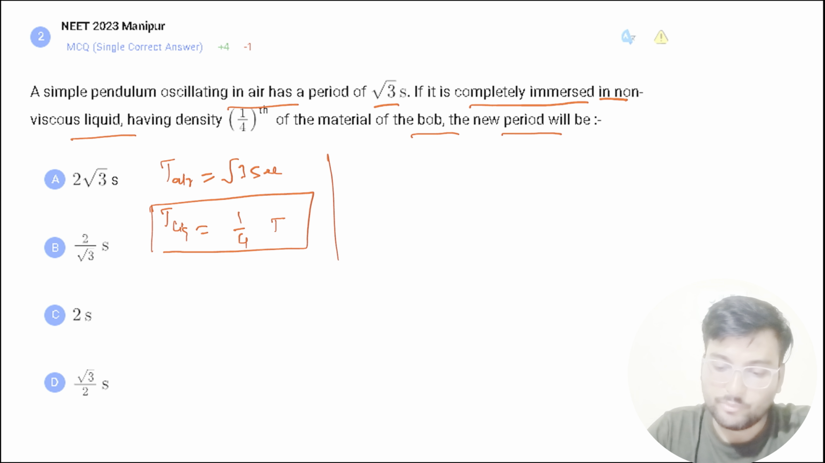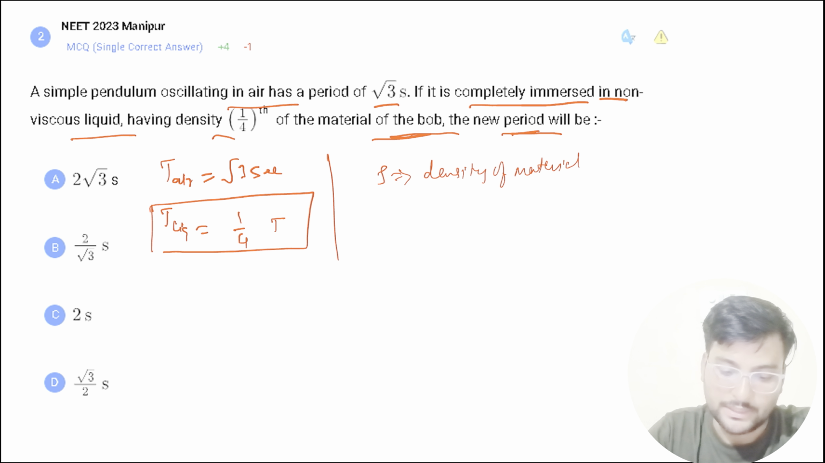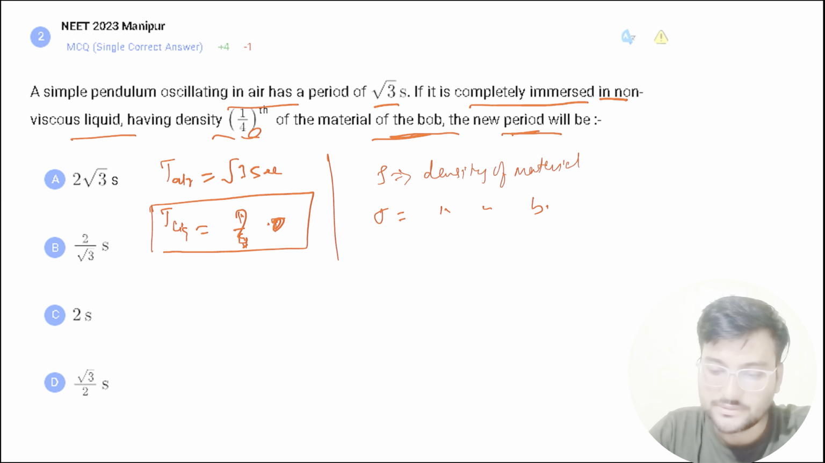And they ask about the material of the bob, and the liquid is given to you. So we suppose that rho is the density of the liquid, and this density is given to you. They are asking about this. So the density of the liquid is given, and sigma is the density of the bob, meaning the small bob.